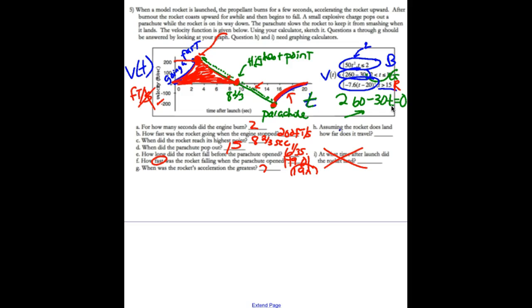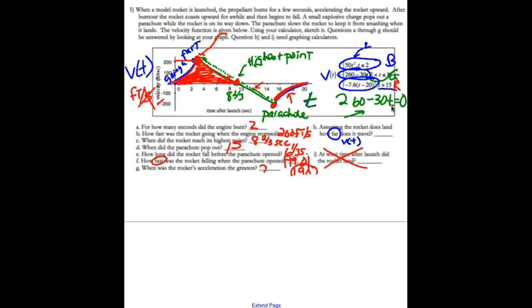So this is a question about distance. I have been given velocity models, so I know I need to integrate them. It's a question about total distance, not displacement. Displacement's a no-brainer on this one. If I wanted to know how far I was from my start, if that thing landed, my displacement's 0. I started on the ground, it landed on the ground. But how far did I go?